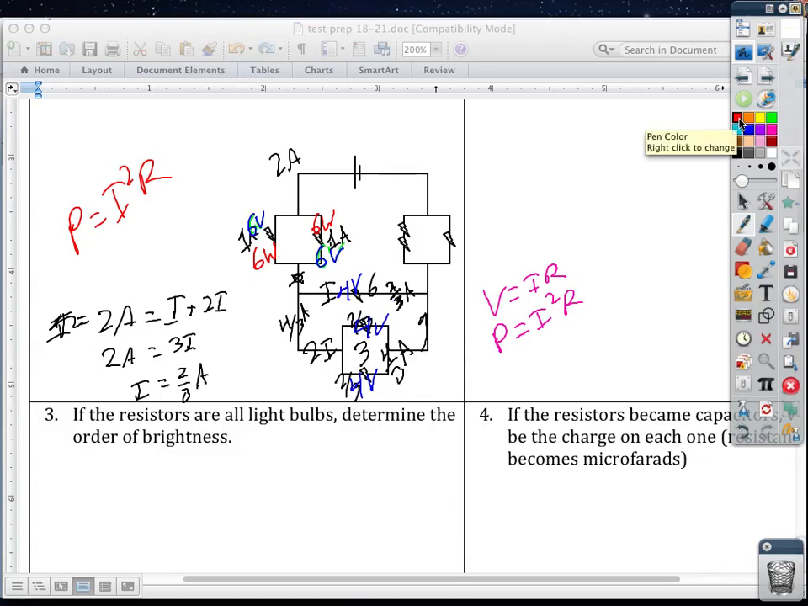So when I go to power, I'm doing I squared R. So I'm taking V times the current again. So I get 8/3 of a watt. And it's the same for all 3.